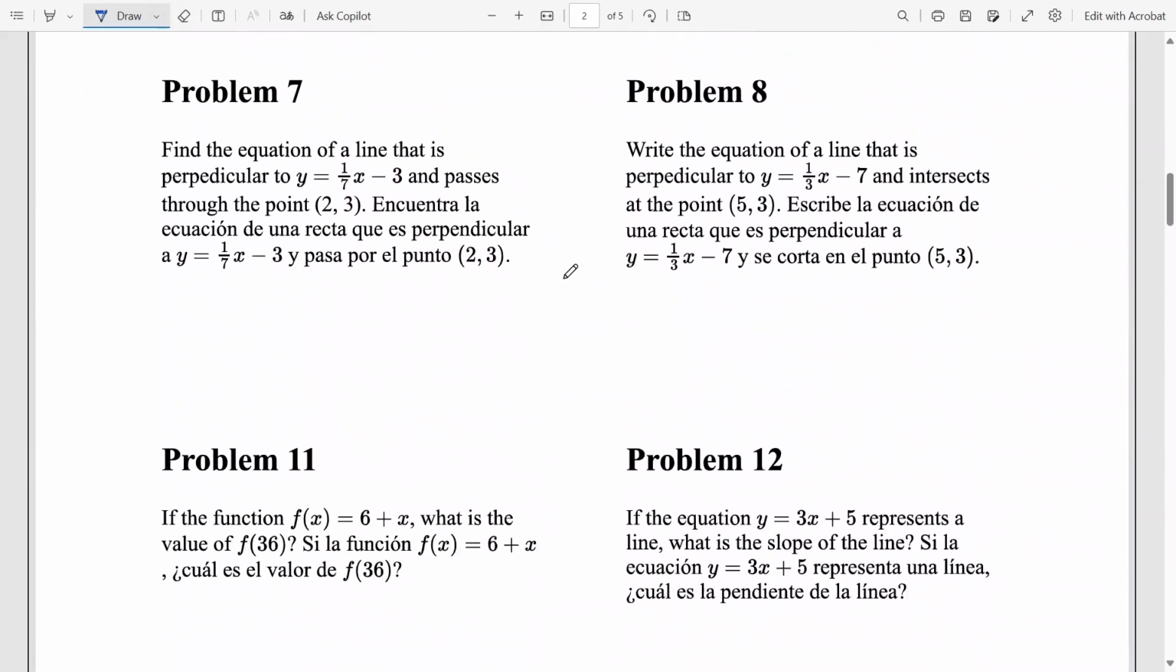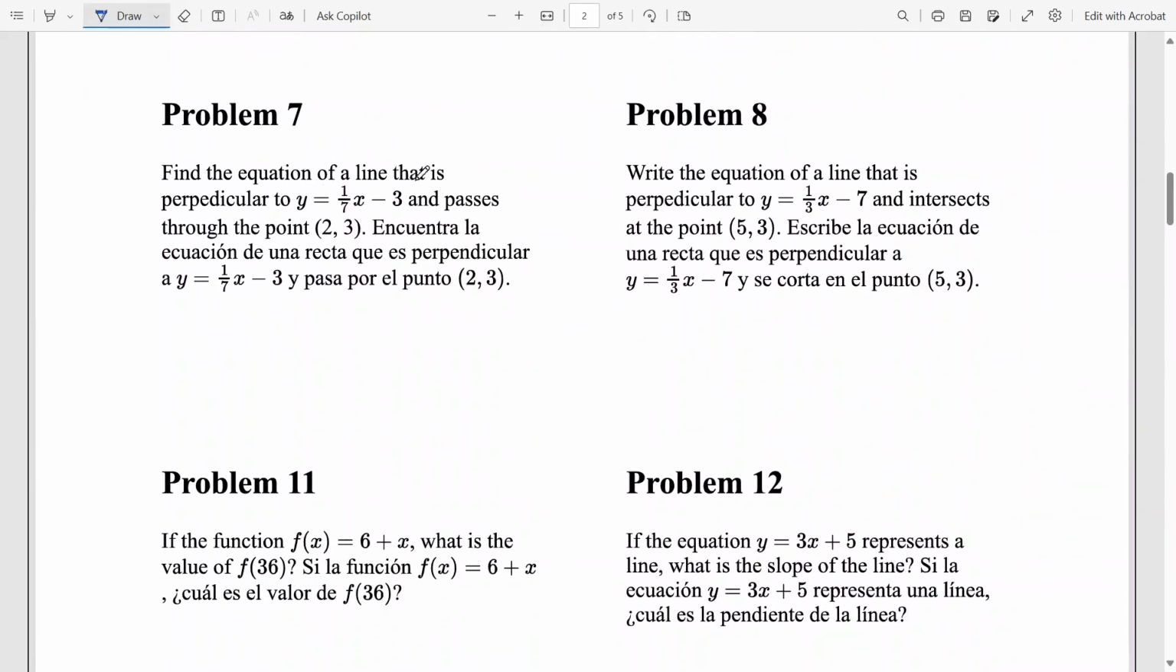Problem 7. Find the equation of a line that is perpendicular to y equals 1/7 x minus 3 and passes through the point (2, 3). First, we have to figure out what the slope would be. The slopes of perpendicular lines are negative reciprocals of one another. So I'm going to flip the top and the bottom and change the sign. My new slope would be negative 7/1. Anything divided by 1 is itself, so the slope is negative 7.